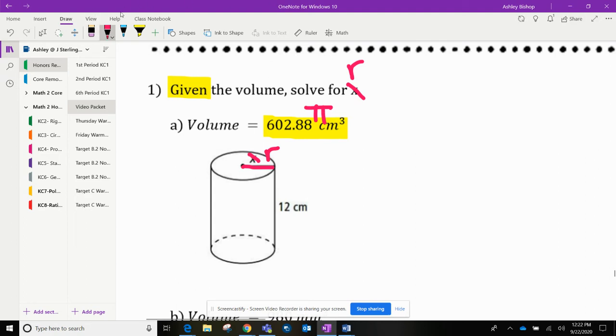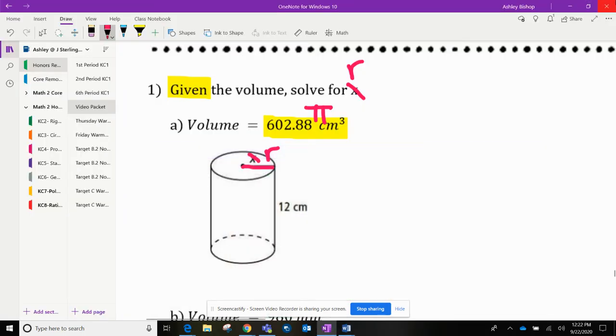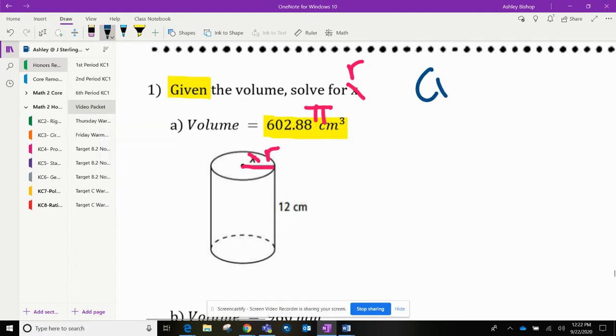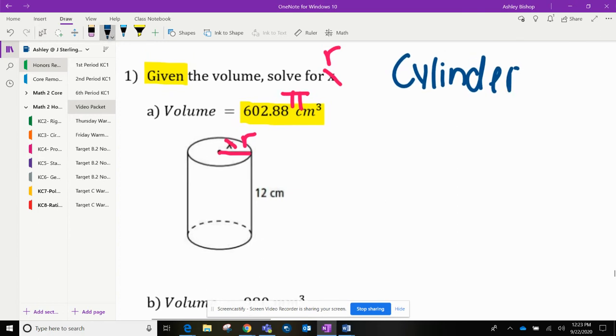And the very first thing you want to do when you are doing these problems is name what shape this is. So if you're looking at your cheat sheet, which I have available, this shape is going to be a cylinder. Okay. And then, like always, we're going to write the formula for the cylinder. You always need to have your formulas. So the cylinder volume is equal to pi r squared times h.